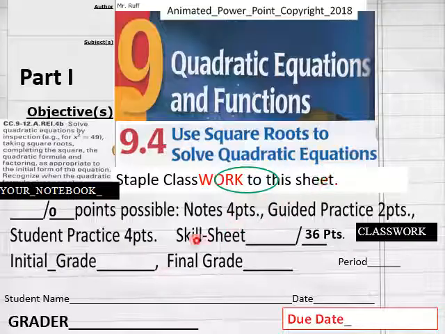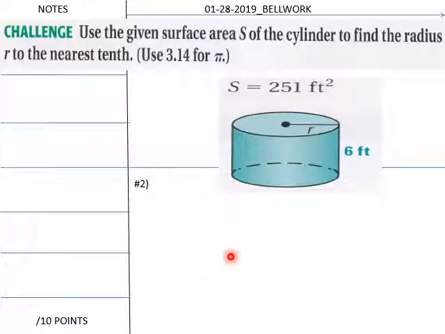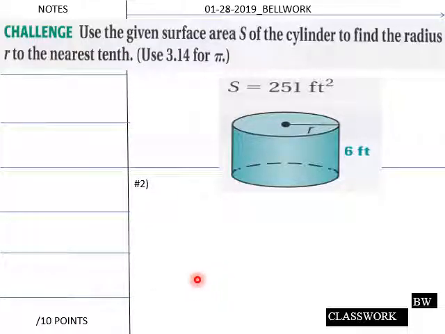responsibility for this lesson. Okay, teachers, here is your bell work for today. Use the given surface area of the cylinder to find the radius r to the nearest tenth, and then give your students 5 minutes to solve this.